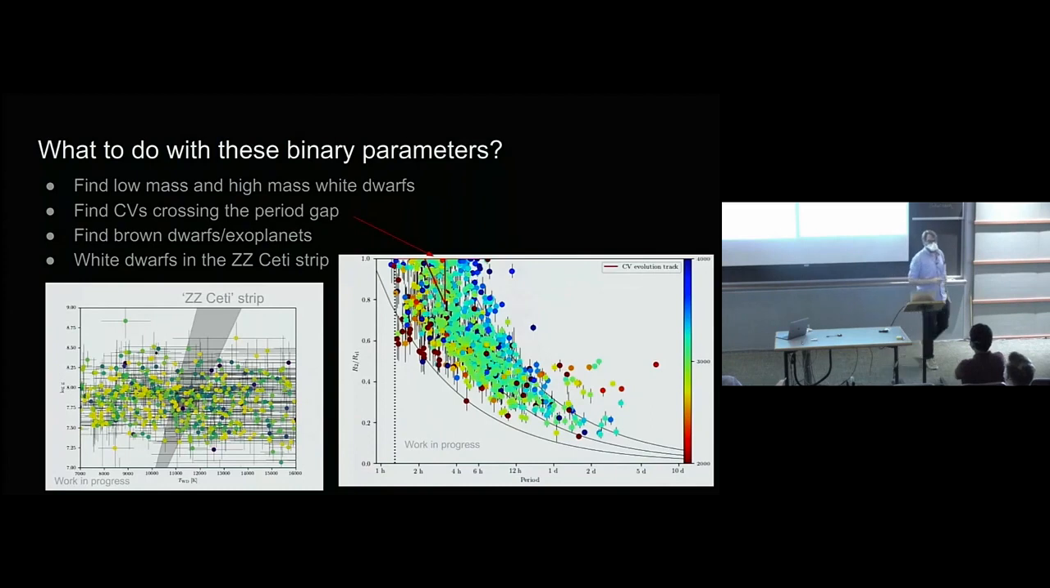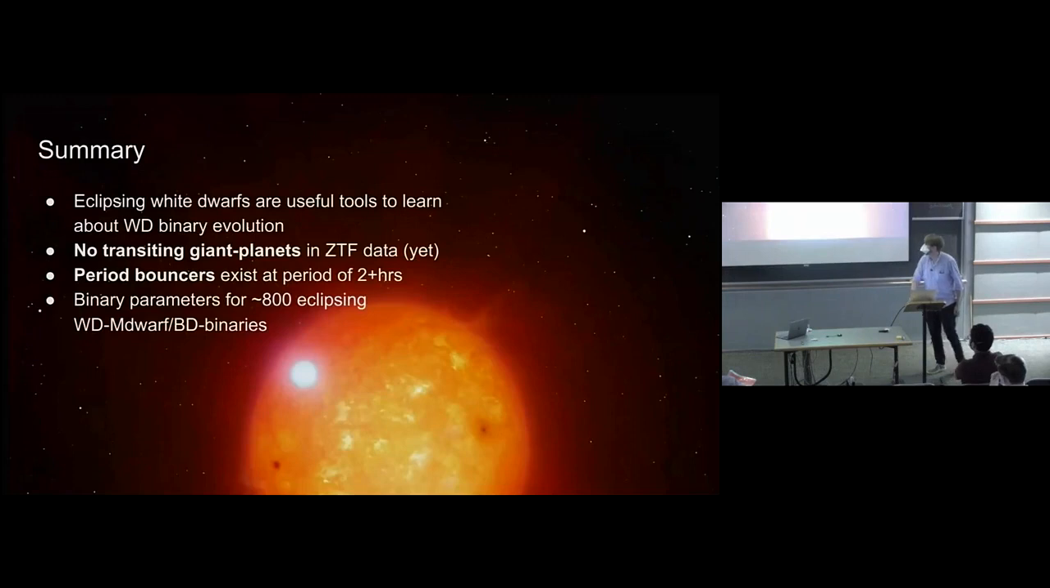One of my master's projects was about these so-called CV period gap objects. That was actually my motivation for looking at this sample: can we identify these CVs crossing the period gap by finding an excess in that region? Unfortunately, I don't see any significant statistical excess. However, this does allow us to do a more targeted search and take those objects in that region and characterize them better with follow-up spectra. So let me end here with a summary, and thank you for your attention.